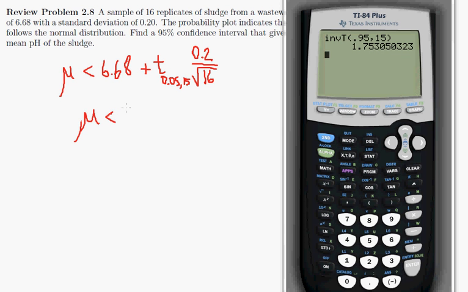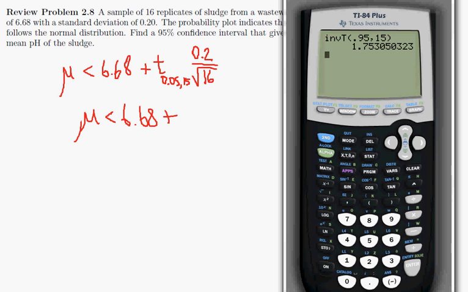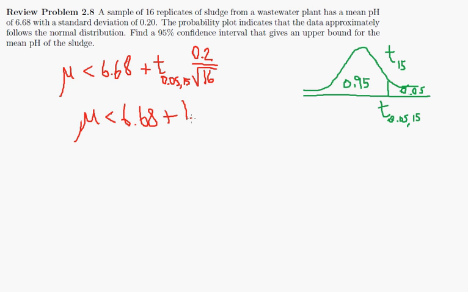So over here we have 6.68 plus our number, which was 1.753, times 0.2 divided by the square root of 16. And so that leaves us to the upper bound of 6.68. Well, let's go ahead and just do the calculation on the calculator.